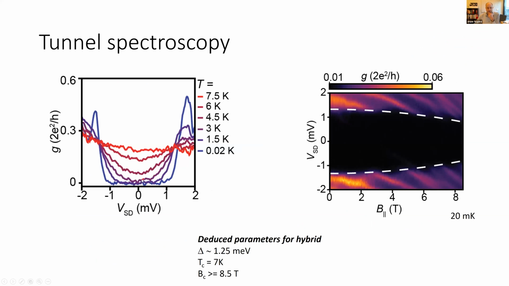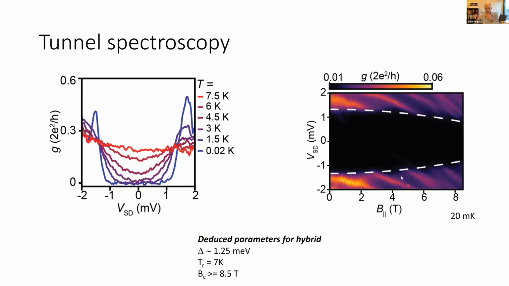The gap remains at temperatures of a few Kelvin. This is a temperature dependence of the spectroscopy of the gap. And you see signatures even at 6 or 7 Kelvin for this high critical temperature superconductor which lead constitutes. On the right-hand side is a magnetic field dependence showing the gap as it shrinks at fields approaching 9 Tesla. The features outside are Coulomb resonances arising in the normal segment between the metal electrode and the hybrid nanowire.